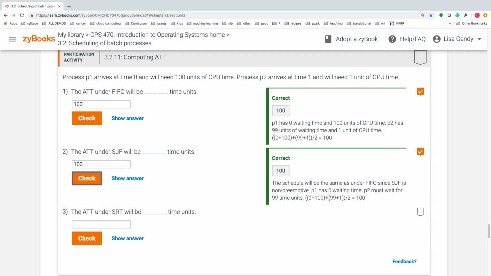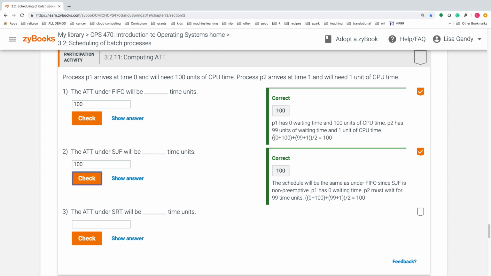Okay. The average turnaround time under shortest remaining time will be how many units? So this one is preemptive. Process 1 is going to start, and then at time 1, process 2 is going to appear. So how much time will process 1 have left when process 2 gets in there? 99, right. So process 1 runs from 0 to 1. Then process 2 runs from 1 to 2. And then process 1 is going to run from 2 to 101. So the turnaround time for process 1 is going to be 101, right? And then process 2 is going to be 1 because it ran immediately. So that's going to be 102 divided by 2 equals 51.